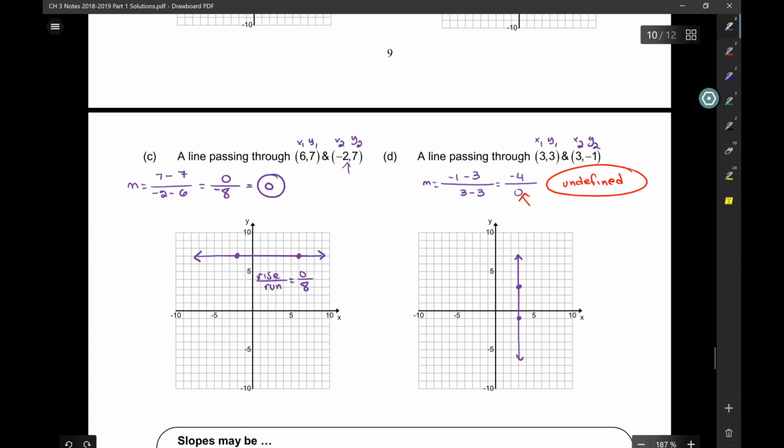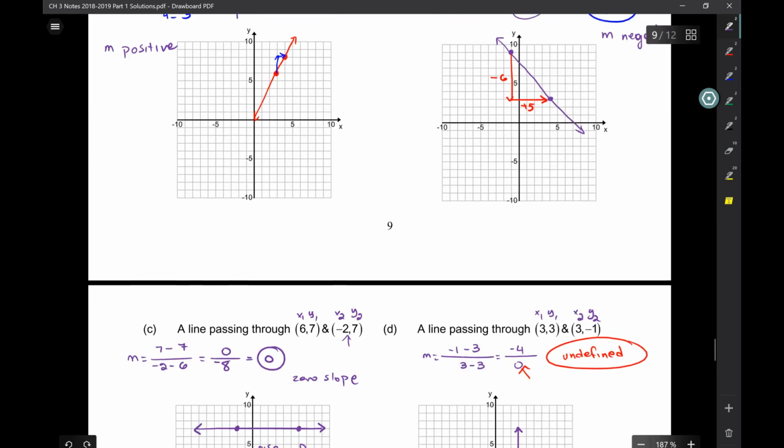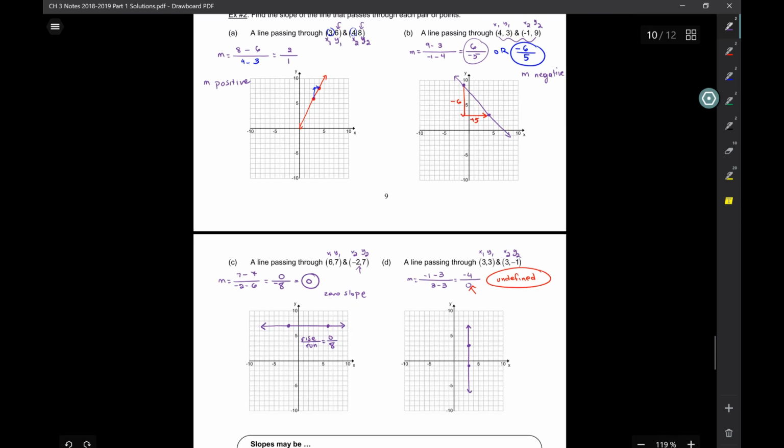Then I got 0 slope. What kind of line did I get? Horizontal. I got undefined slope. I got a vertical line. So these are the 4 possibilities. Rising, falling, horizontal, vertical. Positive slope, negative slope, 0 slope, undefined slope.